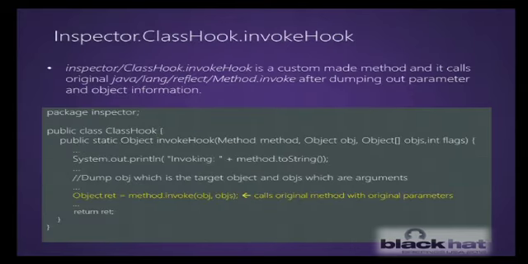If you look at the inspector package, this code is totally written by us. The inspector package has the ClassHook class, and inside it has invokeHook. The method, object, and parameters will be passed to our code. We are just printing out some debugging messages and dumping out some objects. After that, we just call the original method. This is the basic way of using instrumentation for malware research.